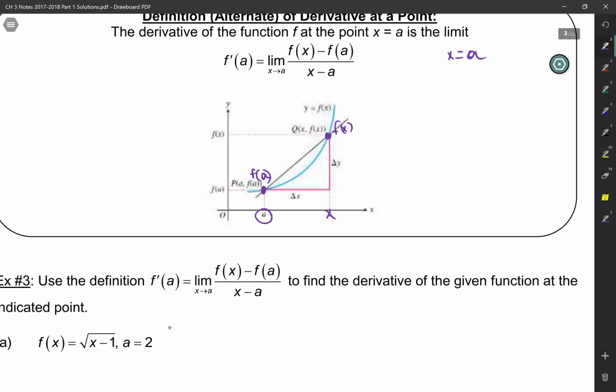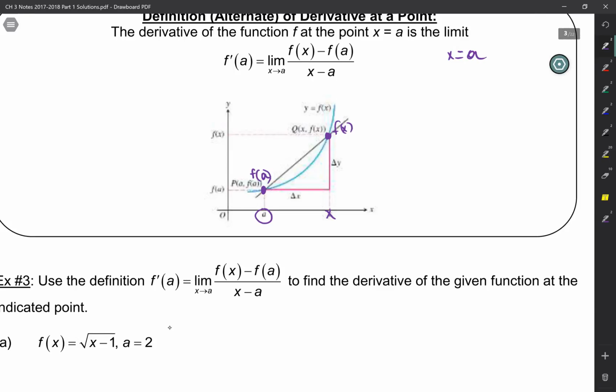What should I do to those 2 points? Bring them closer to each other. If I bring them closer to each other, what value does x approach? A. So another way to look at it is the slope of this. Now what is the slope of this as is? f of x minus f of a over x minus a. But as x approaches a, this will be the same thing as saying the limit as h approaches 0. So that's another way of saying the same exact thing.